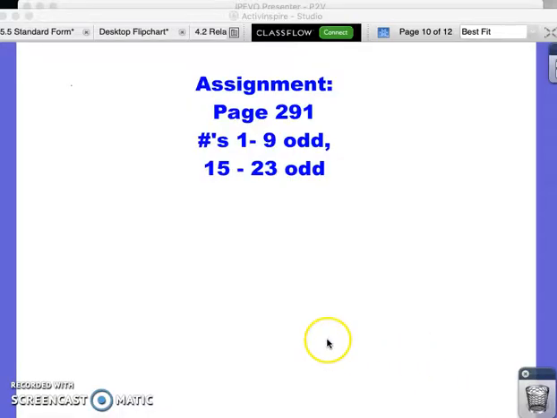Homework is page 291, 1 through 9 odd, and 15 through 23 odd.